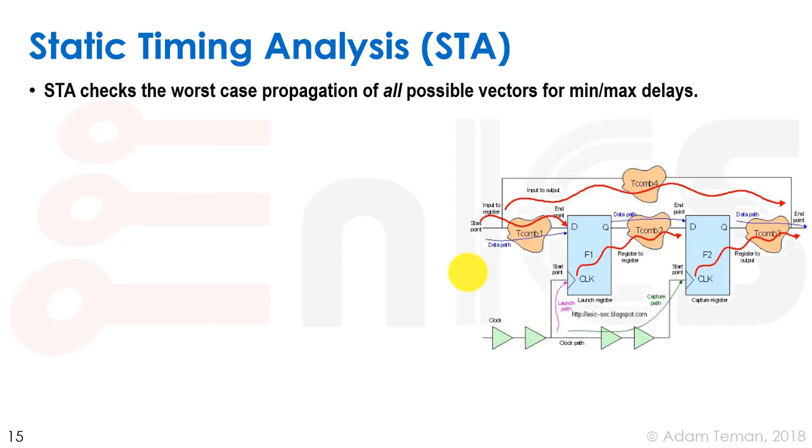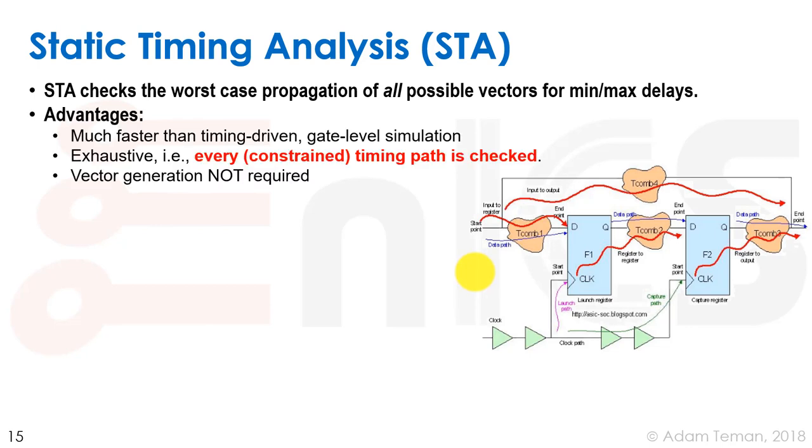So, static timing analysis, or we often call it just STA. Static timing analysis checks the worst case propagation of all possible vectors for min and max delays. The advantages of static timing analysis are very cool. It's much faster than timing-driven gate level simulation, but the biggest thing is it's exhaustive. Exhaustive means that every single constrained timing path is checked. We may have millions of paths in our design, and we check every single one of them to find the worst case, to find any type of slack, which we will discuss soon, and fix everything.